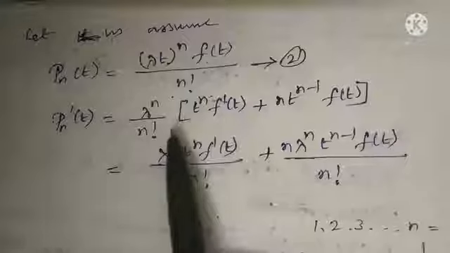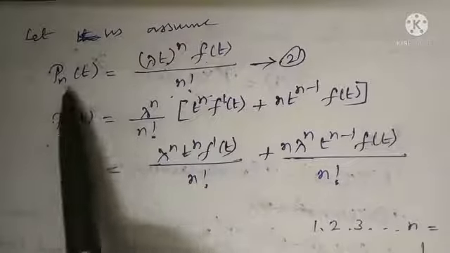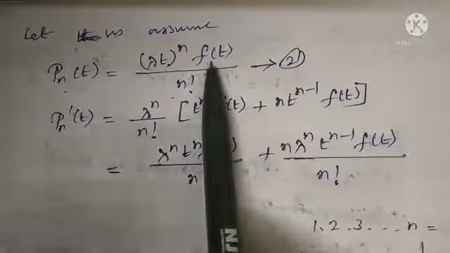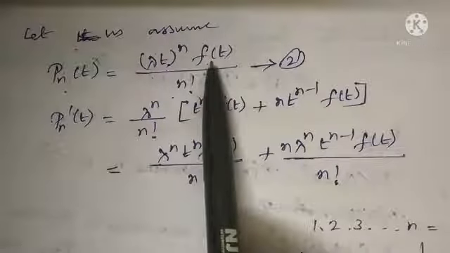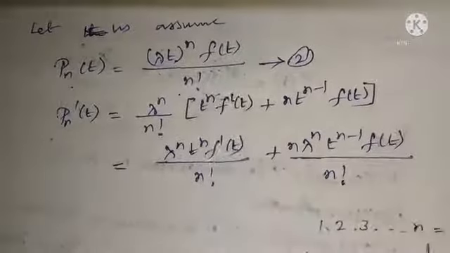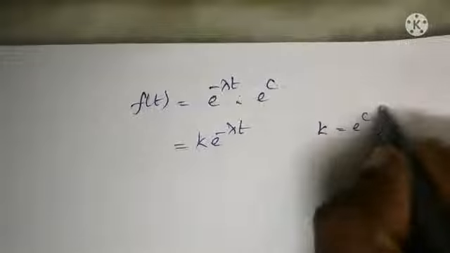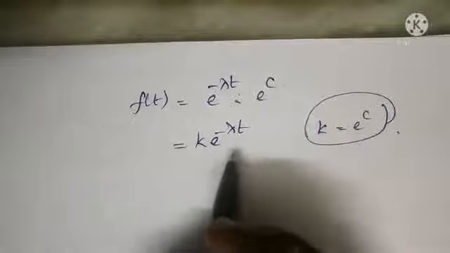I have already assumed the solution, okay? So if I prove f of t equal to e power minus lambda t, the probability law, the proof is over. So I have to prove f of t equal to e power minus lambda t. I assume e power c is some constant k, so f of t is k into e power minus lambda t.